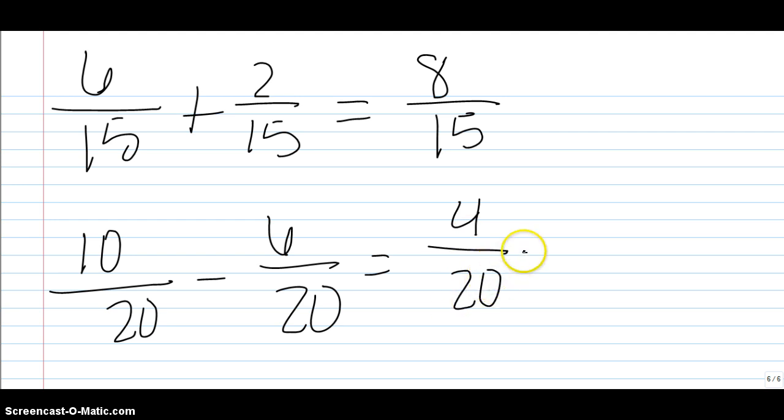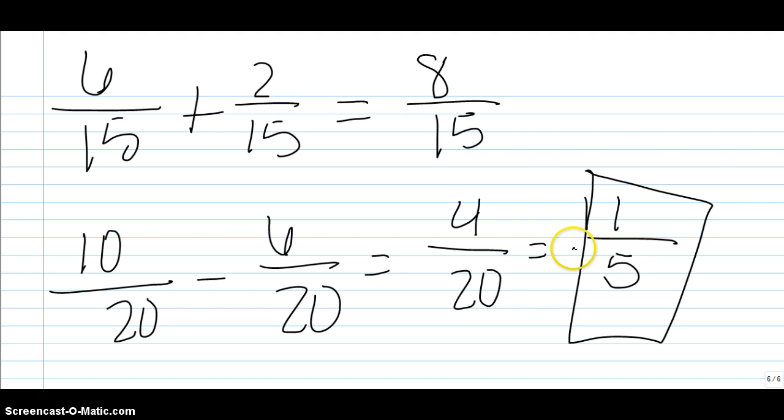And we can simplify this because what number can go into both 4 and 20? And now it's 4. So if you divide the top number by 4, you get 1. If you divide 20 by 4, you get 5. So this 4 over 20 actually simplifies down to 1 over 5.